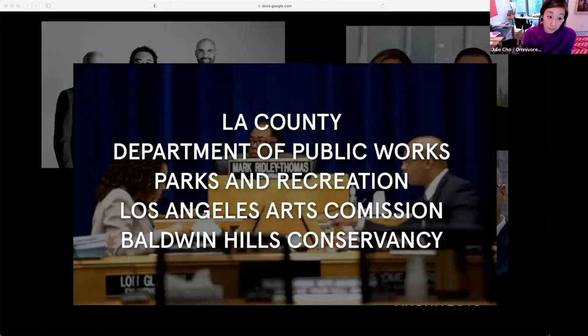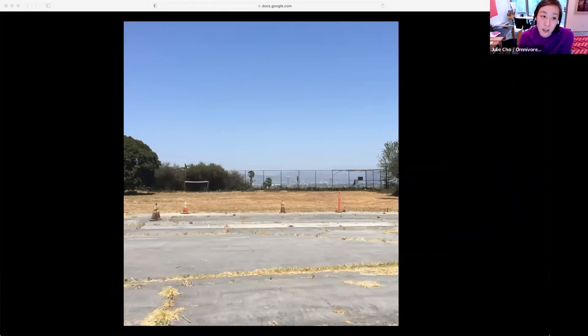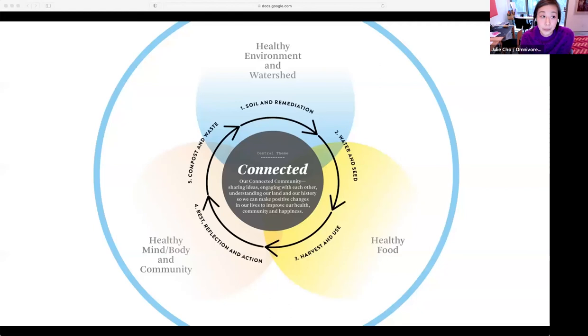Another big part of our time was having to engage with the many civic institutions that were part of the project and the many, many stakeholders and community members that were invested in the site, which was on a small residential street where a school had once been and then abandoned for many years.